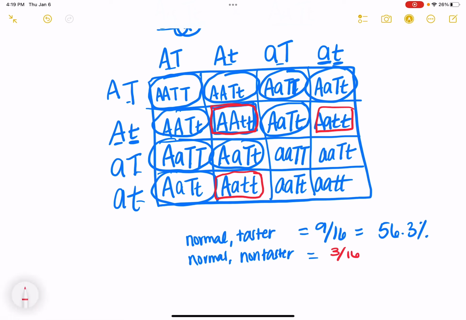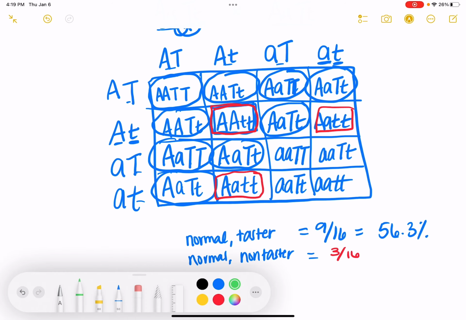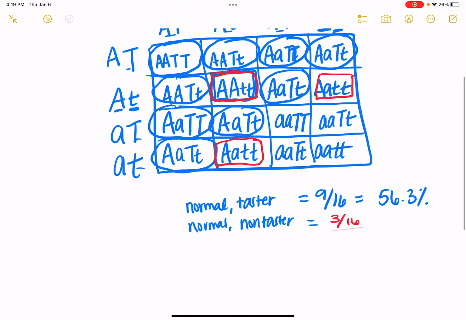Okay. Let's change our colors again. Now let's look for ones that are albino and a taster. Okay. So to be albino, they have to have 2 little A's. And to be a taster, they have to have at least 1 big T. So there's 2 little a's and 1 big T, 2 little a's and 1 big T, 2 little a's and at least 1 big T. So again, that gives us 3 out of 16, okay?